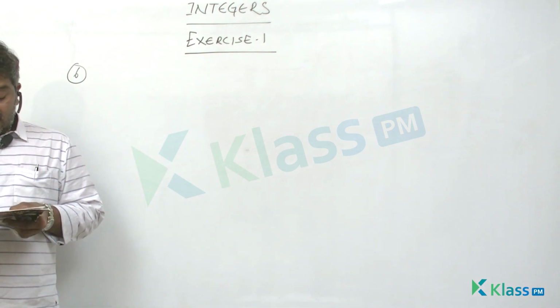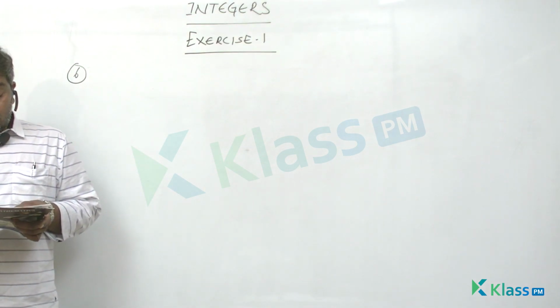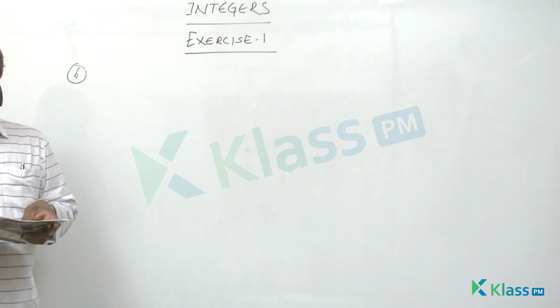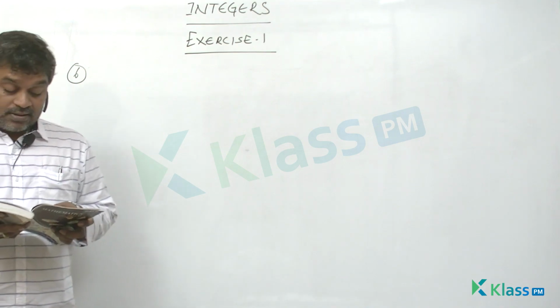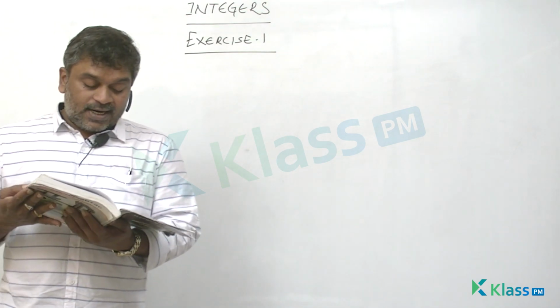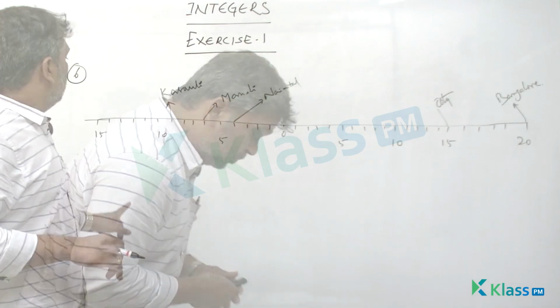Next, Nainital. Nainital is between minus 5 and 0. 2 steps towards right to minus 5. That's why the temperature in Nainital is minus 3. And Ooty is at 15 degrees centigrade. Bangalore is at 20 degrees centigrade. This I will explain to you.